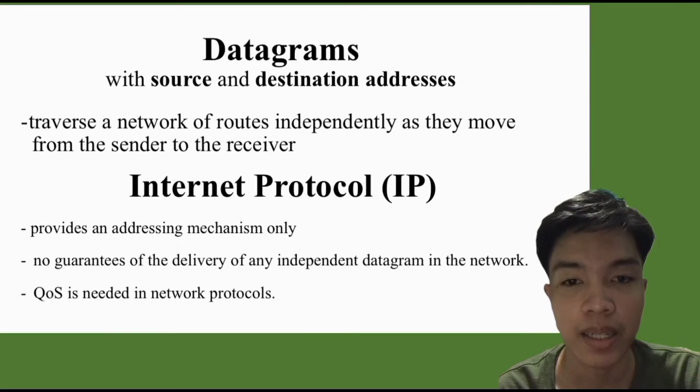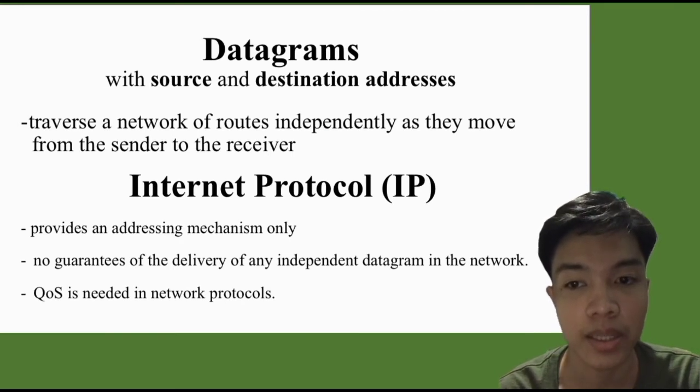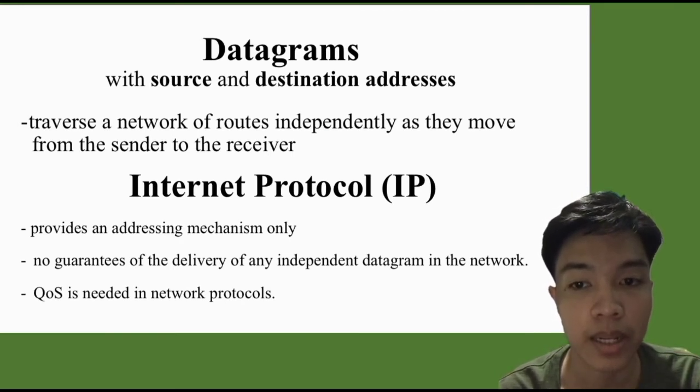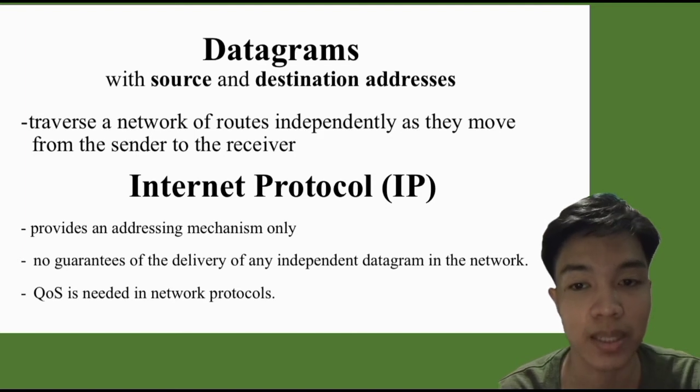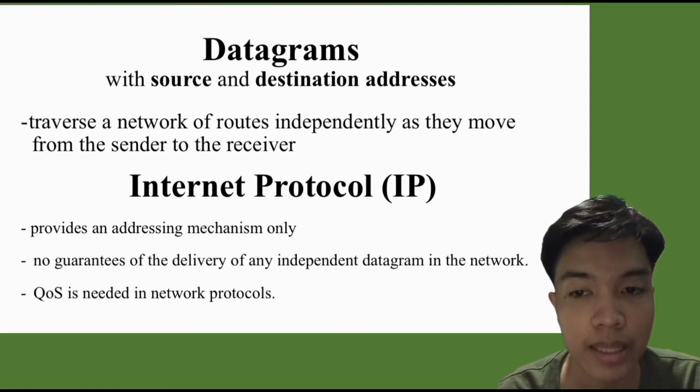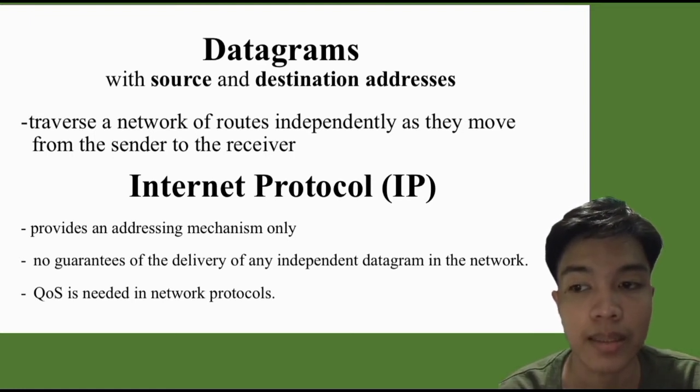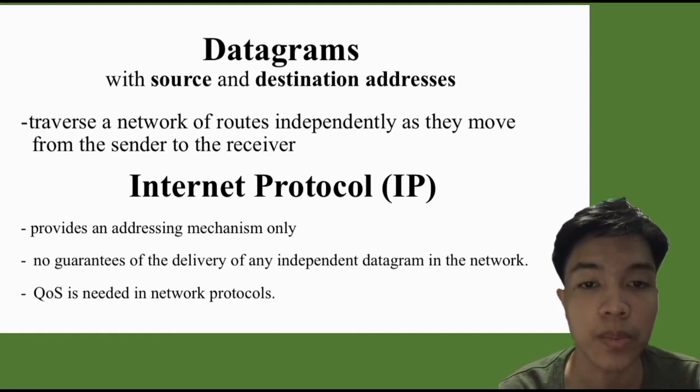Datagrams with source and destination addresses traverse a network of routes independently as they move from the sender to the receiver. Internet Protocol, IP, provides only one addressing mechanism and nothing else. There are no guarantees that any independent datagram in the network will be delivered. In conclusion, quality of service is needed in network protocols.